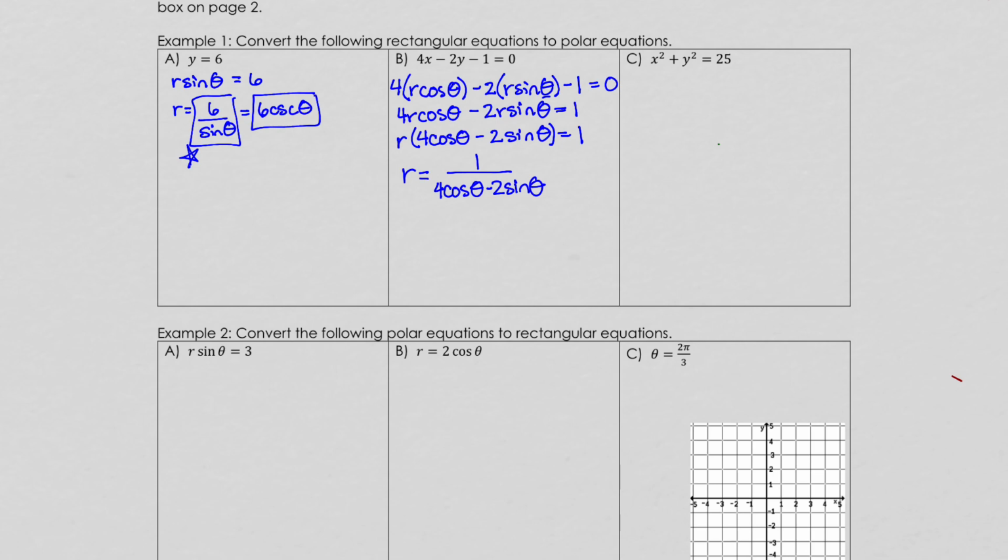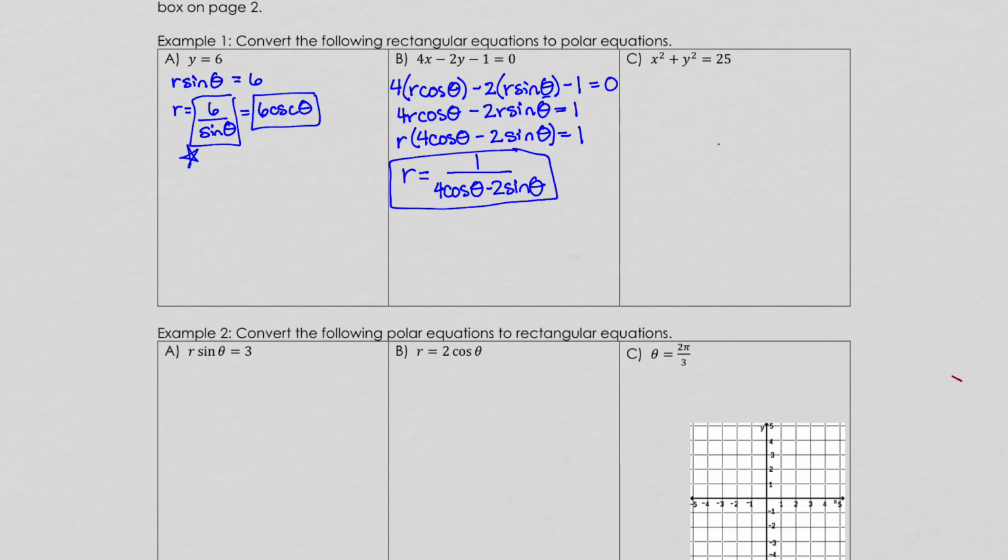Okay? All right, I solved for r. Now, you could rewrite this with 4 secant theta minus 2 cosecant theta, but this is fine. Just having it, we solve for r. r equals, there we go.